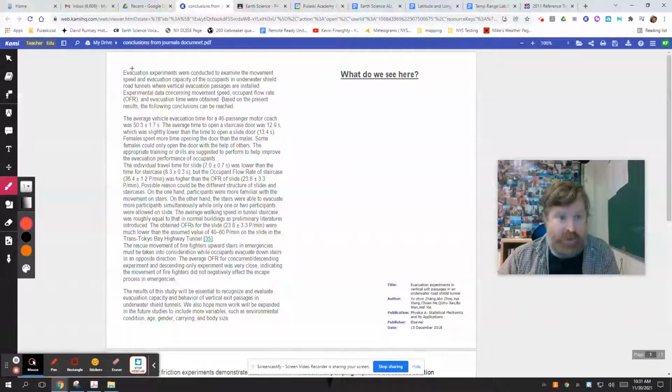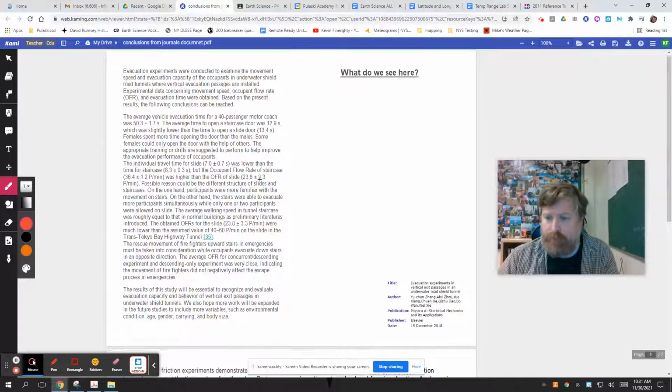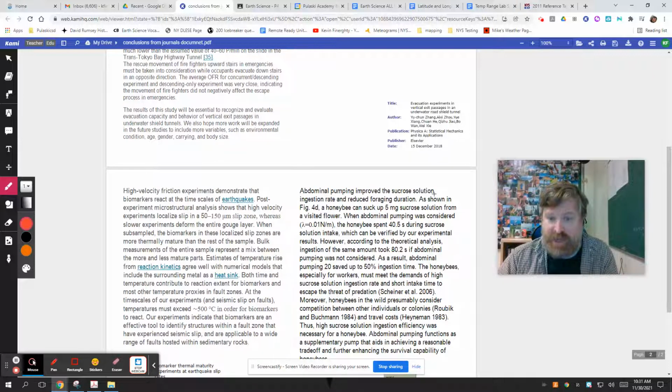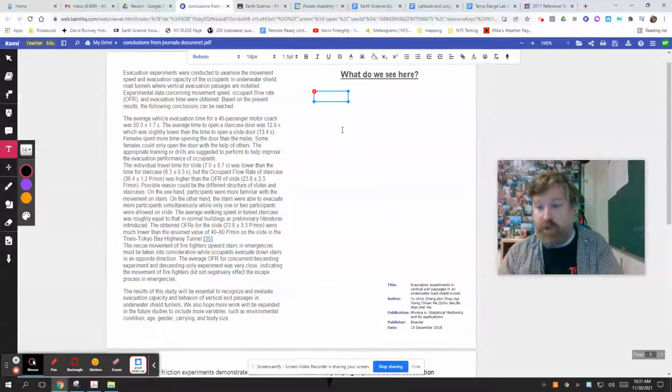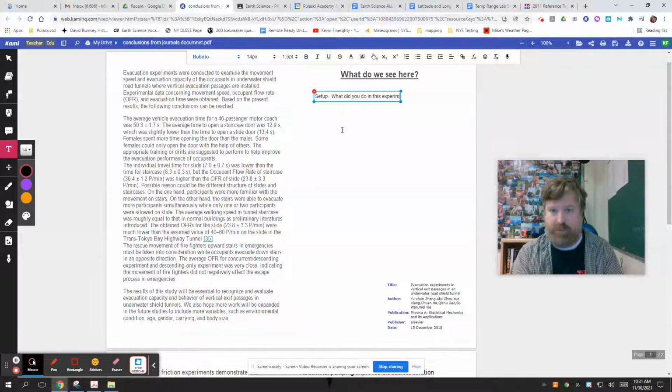So what a lot of people noticed right away was, evacuation experiments were conducted to examine the movement speed and so on. Basically, what the first sentence says is, here's what we did, right? So you're going to have, as part of yours, these will be the things that we want to see in your conclusion: a setup. Like, what did you do in this experiment?